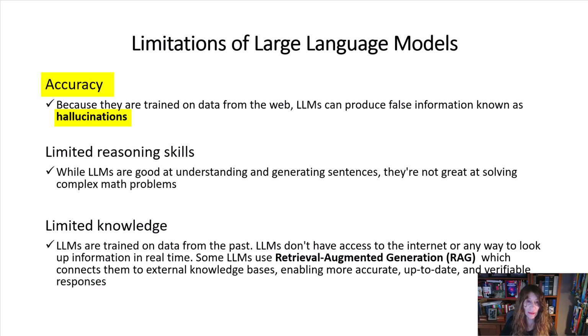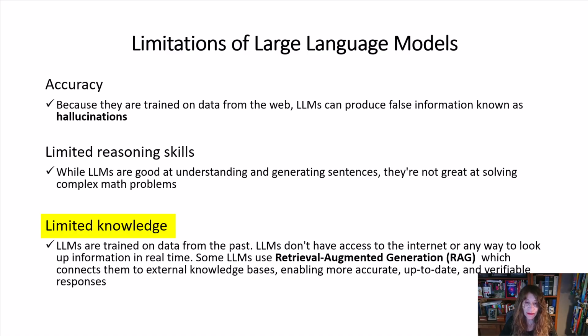This concept that LLMs can hallucinate means they may give you an answer that is totally irrelevant. They are trained to try to please us, and they will do everything they can to answer our question. They also have limited reasoning skills. While they are good at understanding and generating sentences because they understand natural language, they're not that great at solving complex math problems.